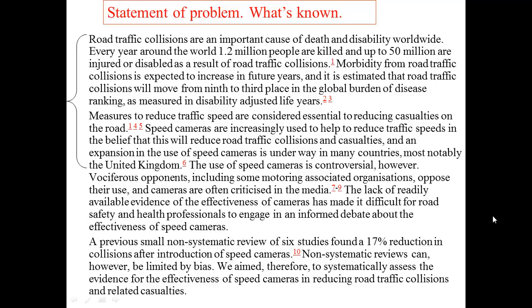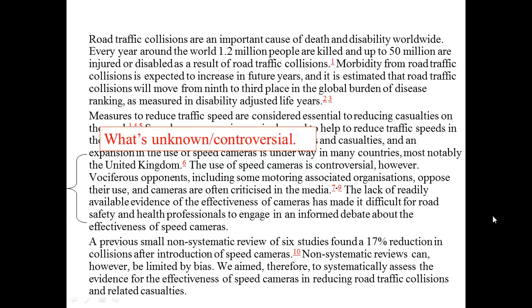So we get a statement of the problem and the what's known. So they give you a little background about traffic collisions on the road being an important source of mortality and morbidity worldwide. Little bit of background information. And then they get into the specific question of interest here. So measures to reduce traffic speed are important because we know that if you can get people to drive more slowly, you will reduce the number of deaths, road traffic fatalities. And what's happened is that people have then implemented speed cameras to help reduce traffic speed because they believe that's going to ultimately save lives. And this study was specifically in the United Kingdom. So that's the what's known.